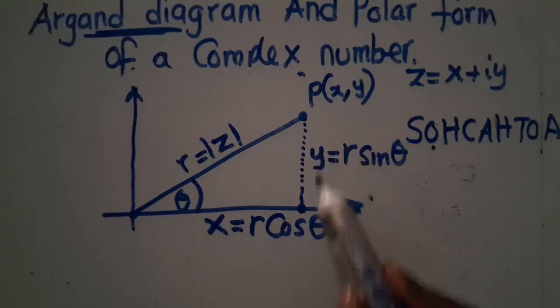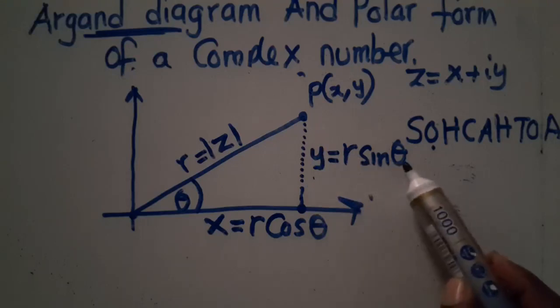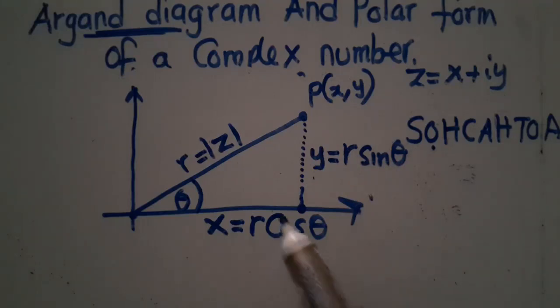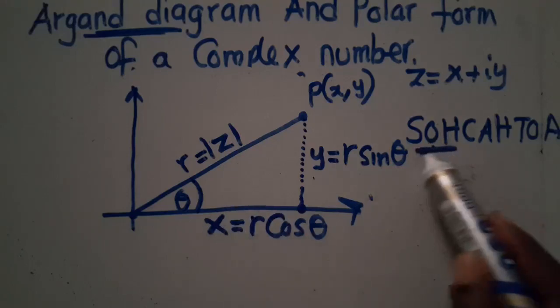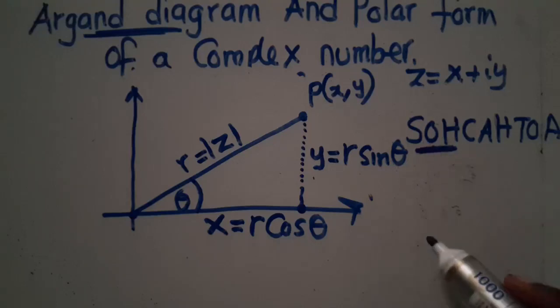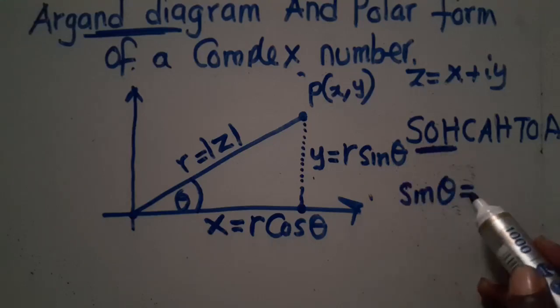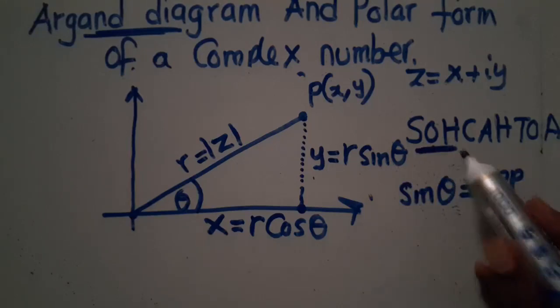So in the x-axis, it is r cos theta. In the y-axis, from there to there, this is part of the y-axis, it is r sine theta. This is what you need to know and understand. Hope you are not confused on this part. Maybe I explain more on this. Listen, when I get this part, sine theta is equal to opposite over hypotenuse.